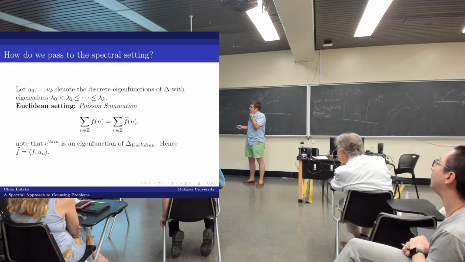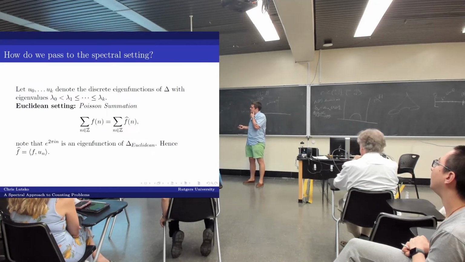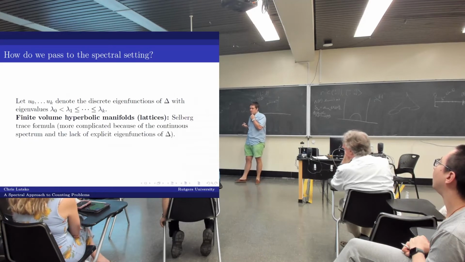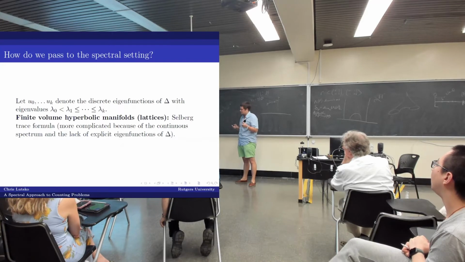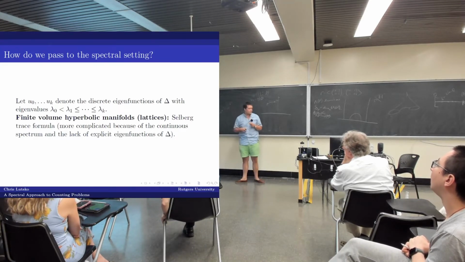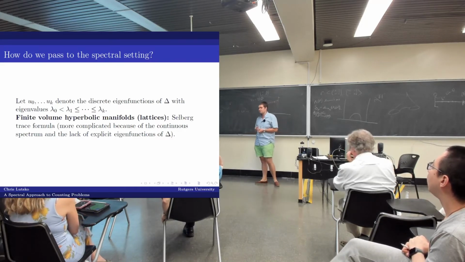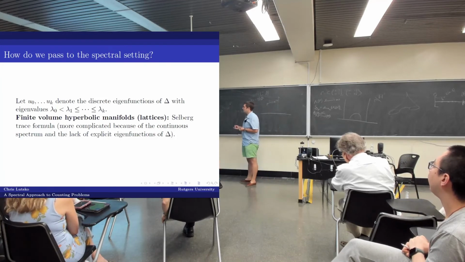In finite volume hyperbolic space, there's an analog of Poisson summation, which is the Selberg trace formula. I don't want to write it down because it's very complicated, but again, it tells you how to pass from geometric property to spectrum. The problem is our spectrum is a lot more complicated here because we have continuous spectrum and discrete spectrum. So the trace formula is more complicated.